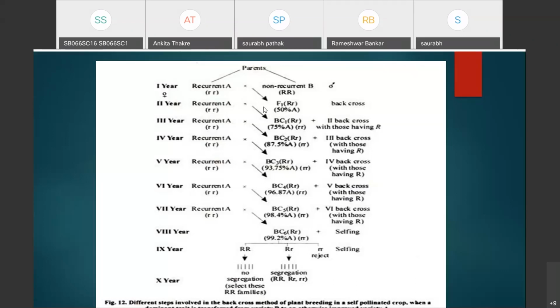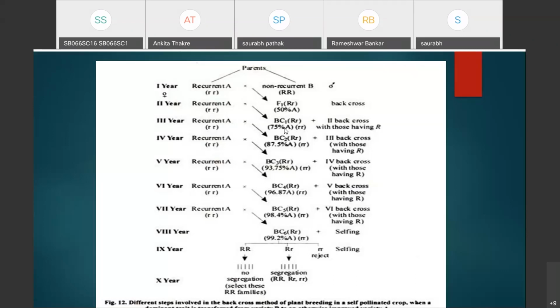The process continues up to the sixth generation, that is, the progenies having the disease resistance capacity of the non-recurrent parent B are selected, and these are again crossed with the recurrent parent A, up to the sixth generation. This is mainly to recover all the good characters from the recurrent parent.